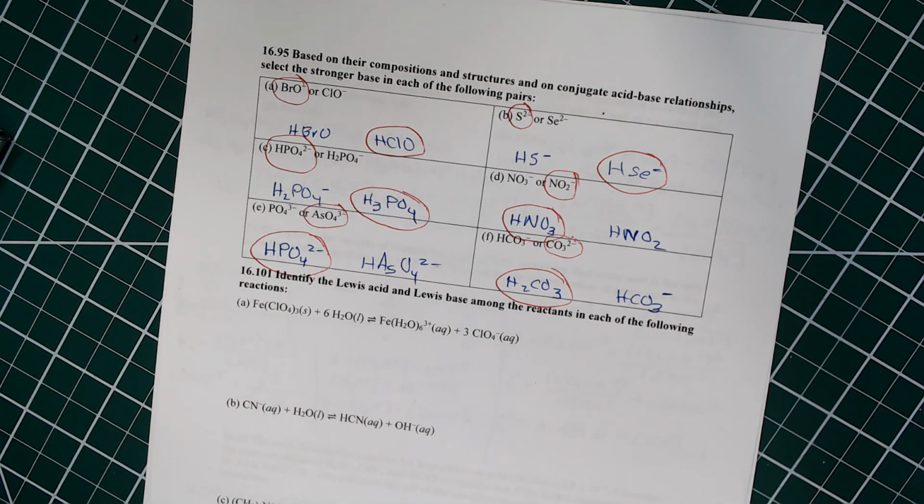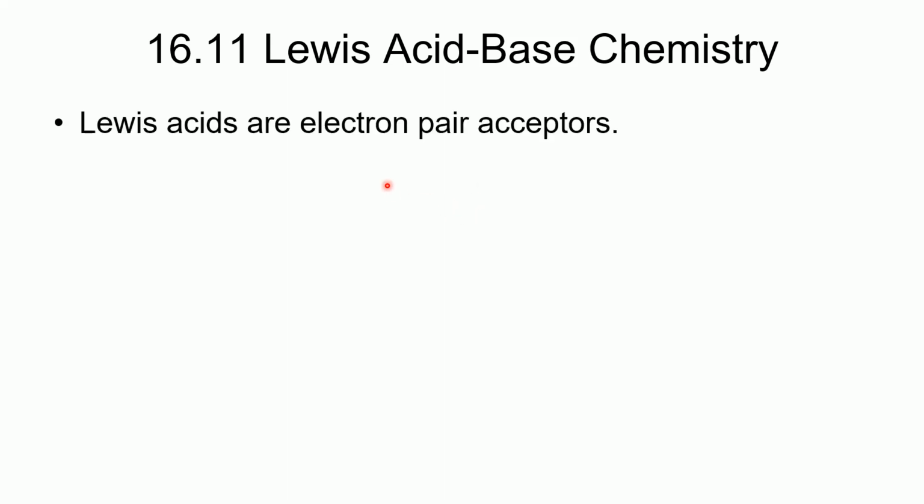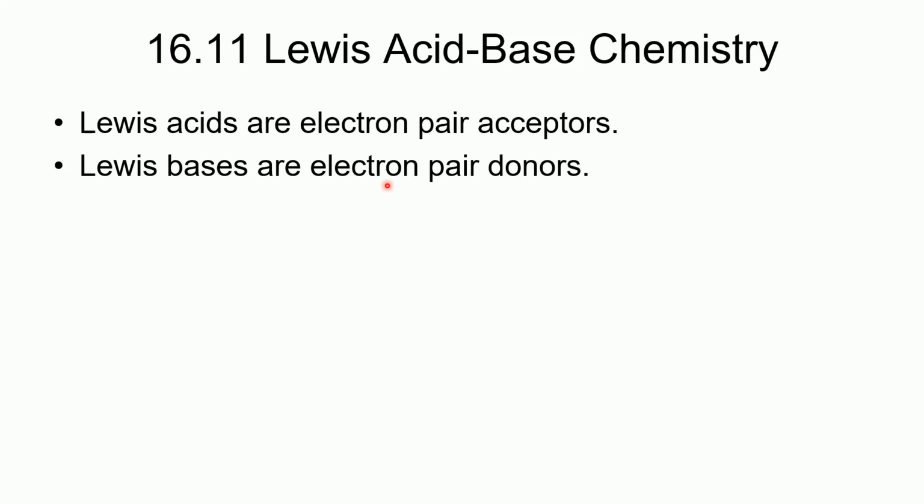Okay, well, we are now on to our last section. All right, so we're on to our last section, and it is about Lewis acids and Lewis bases. For Lewis acids and Lewis bases, we will find that Lewis acids are electron pair acceptors and that Lewis bases are electron pair donors.